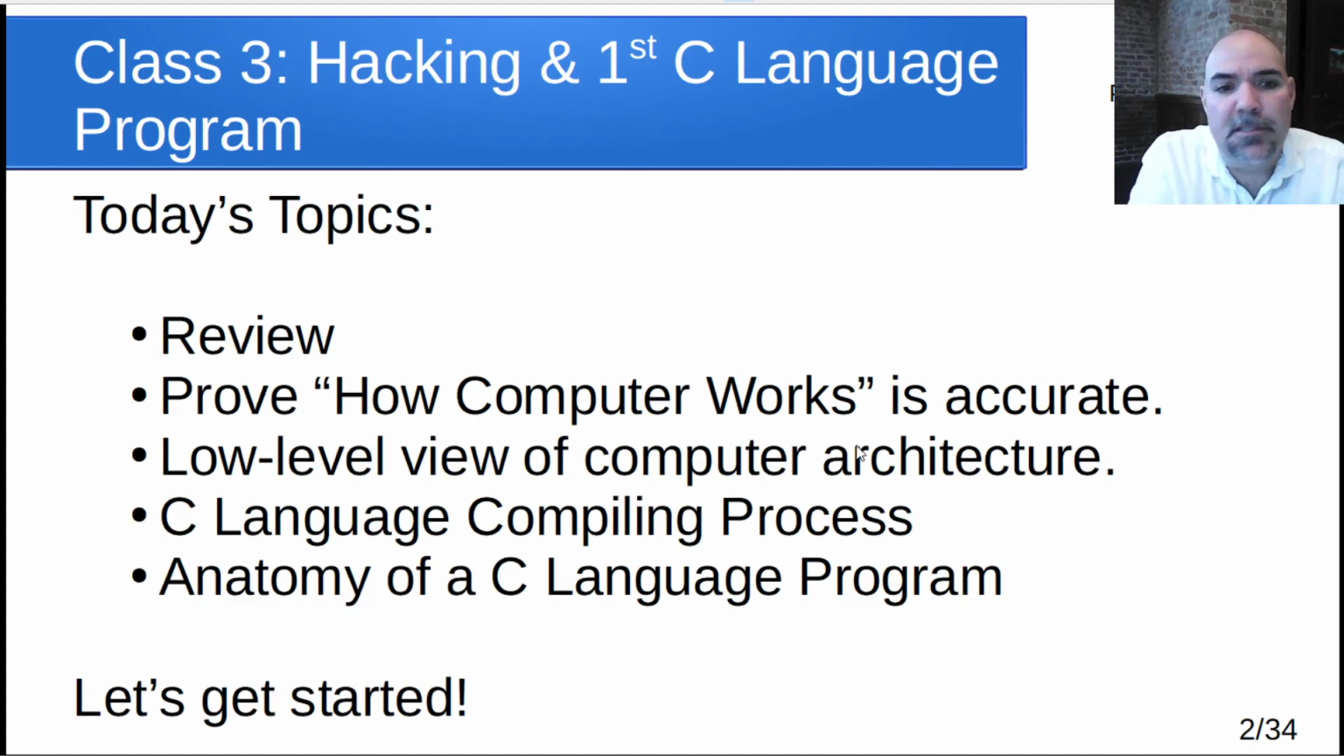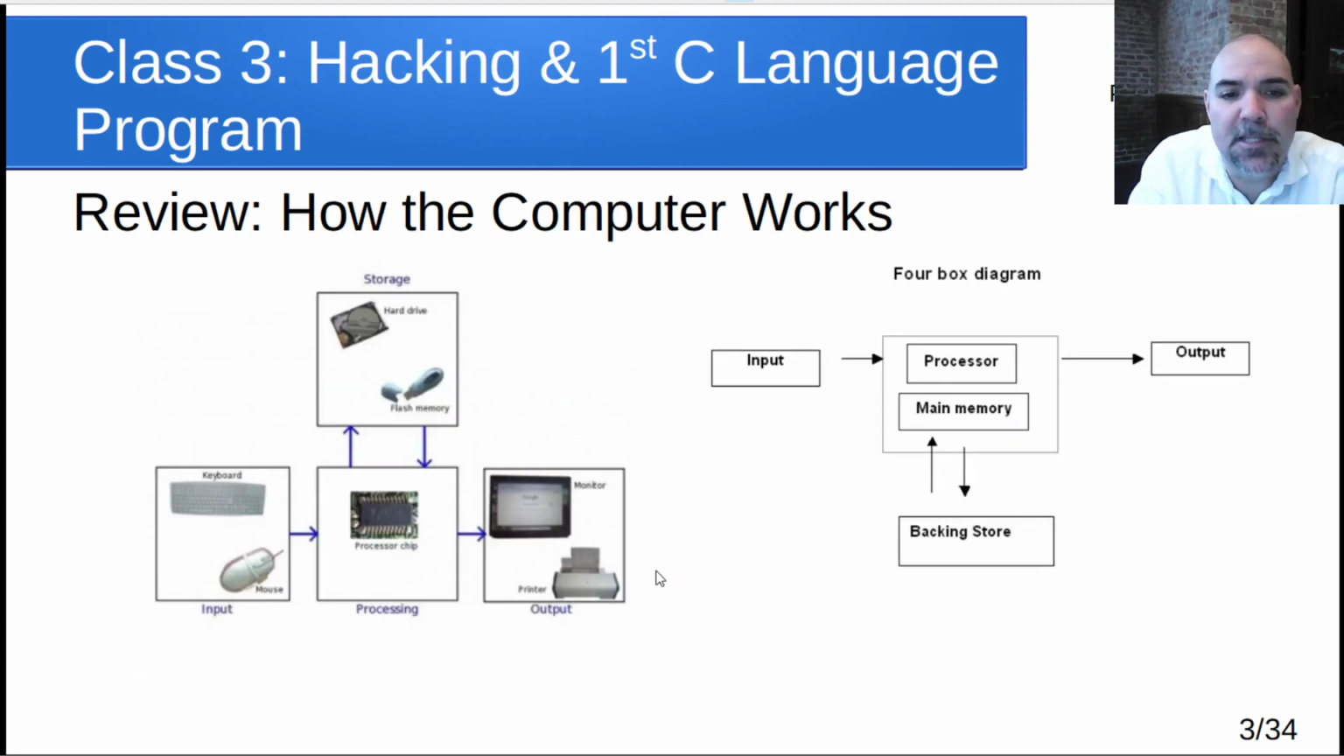All right, so the first thing is, here's what we're going to cover today. We're going to review. I'm going to prove to you that our vision of how the computer works was accurate, which is going to give us kind of a low-level view of how the computer functions at an architectural level. And then we're going to look at the C language compiling process and look at our first kind of C language program. All right, so let's go and get started.